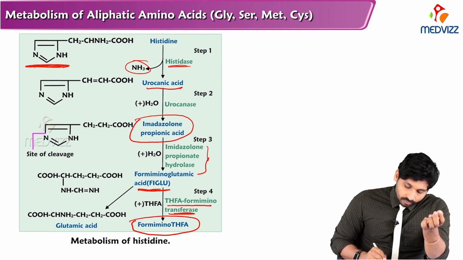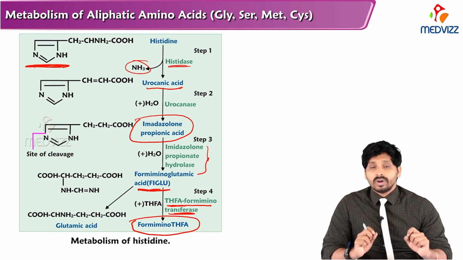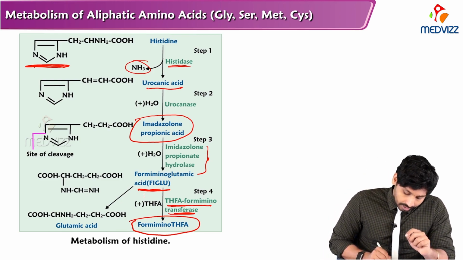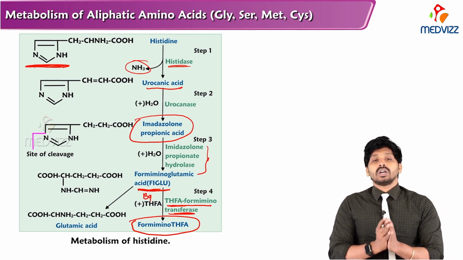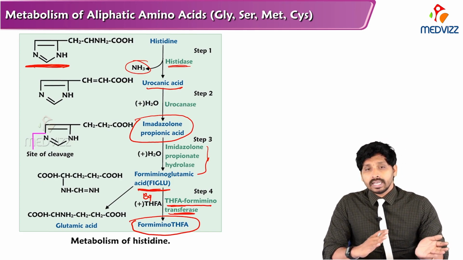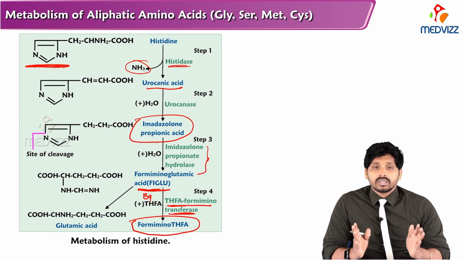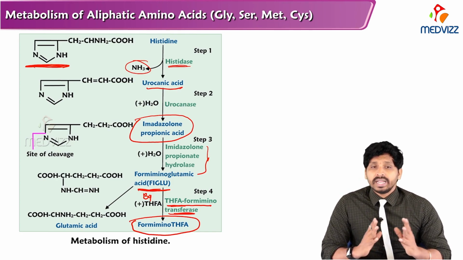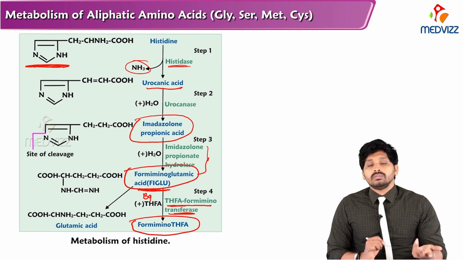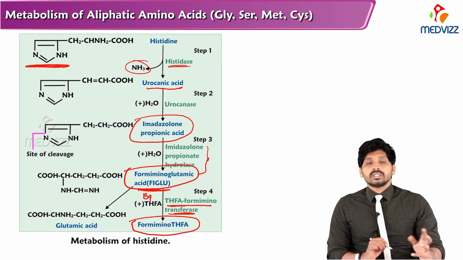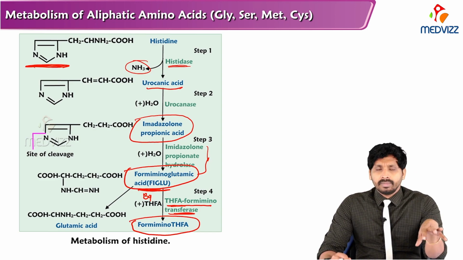Here tetrahydrofolate, what is that? Folic acid, vitamin B9, the water soluble vitamin B9, is important here. If tetrahydrofolate is not there, there is no conversion of formiminoglutamate to glutamic acid and formimino-tetrahydrofolate. So these two parts are not formed in case of B9 deficiency. So there is accumulation of formiminoglutamate, and there is a FIGLU test in case of improper metabolism of histidine. So you can make out this one by the histidine load test or FIGLU test.